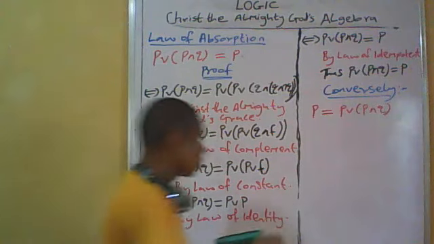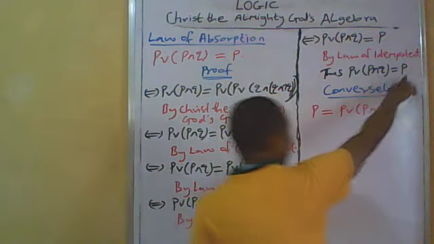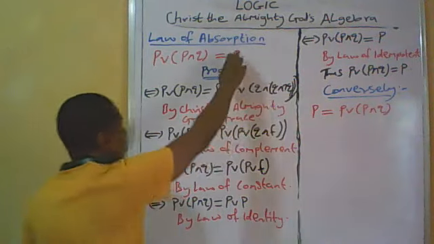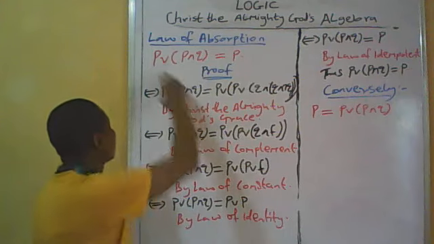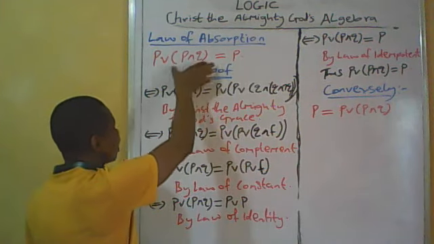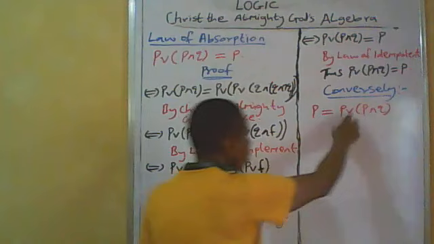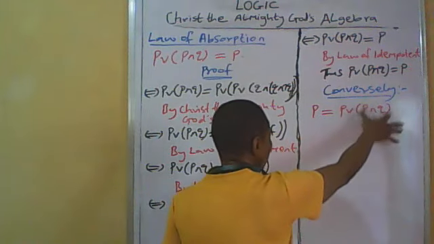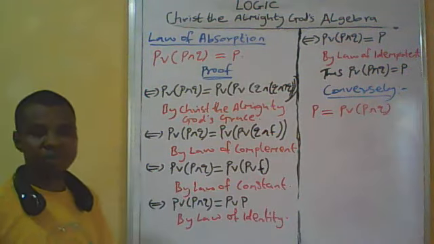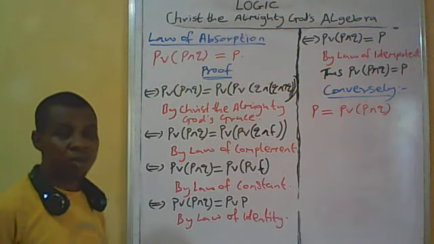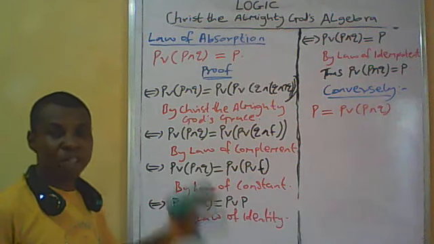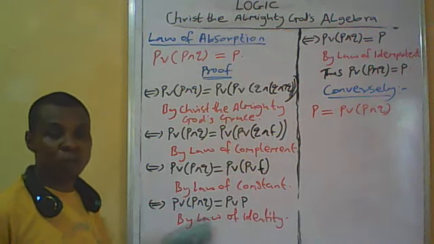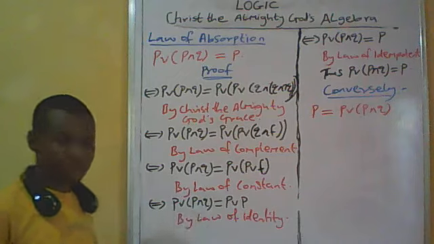You see that the right hand side of the equation here has now become the left hand side of the equation here. Then P or bracket P and Q, the left hand side of the equation here, has now become the right hand side. That is the converse. So we are going to prove the converse so that we can establish that P or bracket P and Q is equal to P, which is the law of absorption by disjunctive statement.